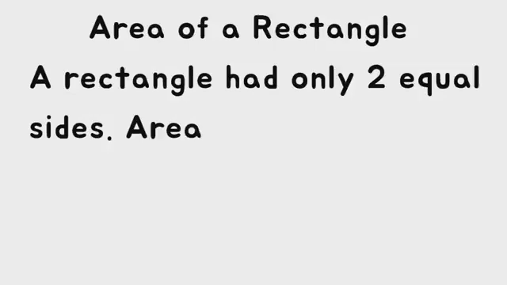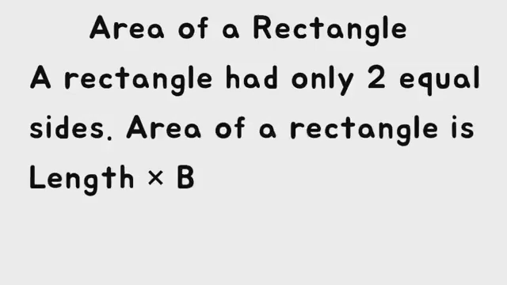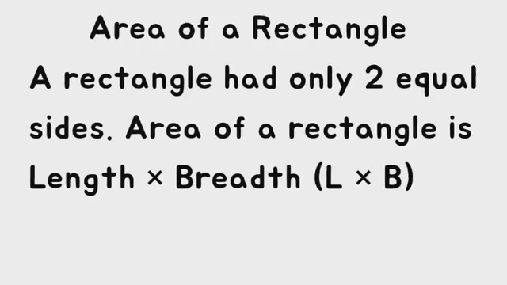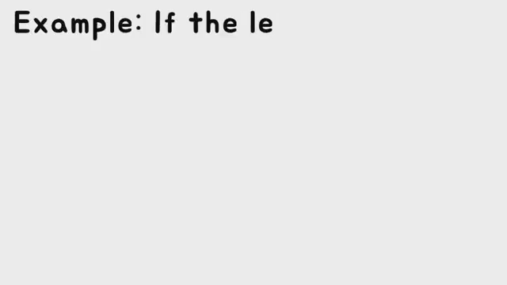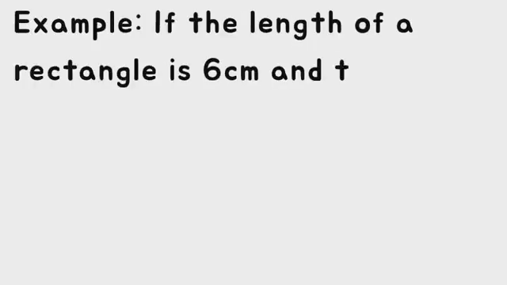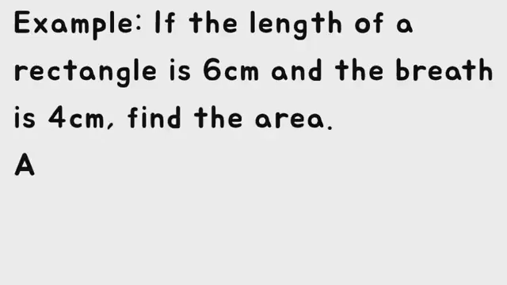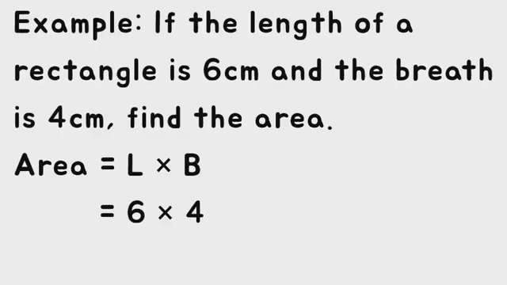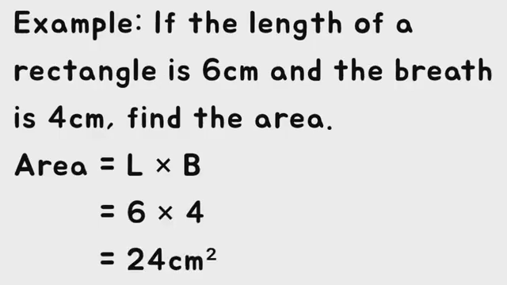Now let's move on to area of a rectangle. We know that a rectangle has only 2 equal sides, not like a square where all the sides are equal. So the area of a rectangle is length times breadth. For example, if the length of a rectangle is 6 centimeters and the breadth is 4 centimeters, find the area. How do we find the area? We simply do length times breadth. Length times breadth is 6 times 4.